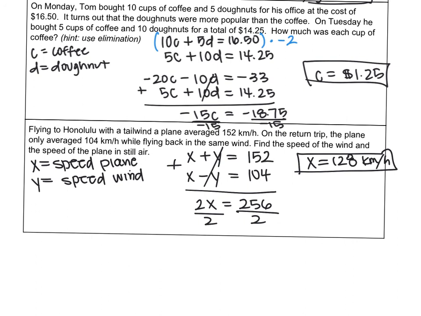Now to solve for the speed of the wind, I'm going to plug it into 128 plus y equals 152. Subtract 128, and y equals 24 kilometers per hour.